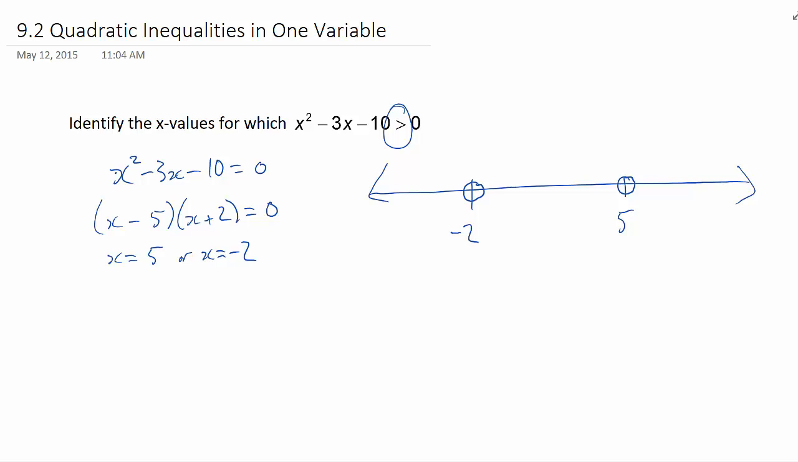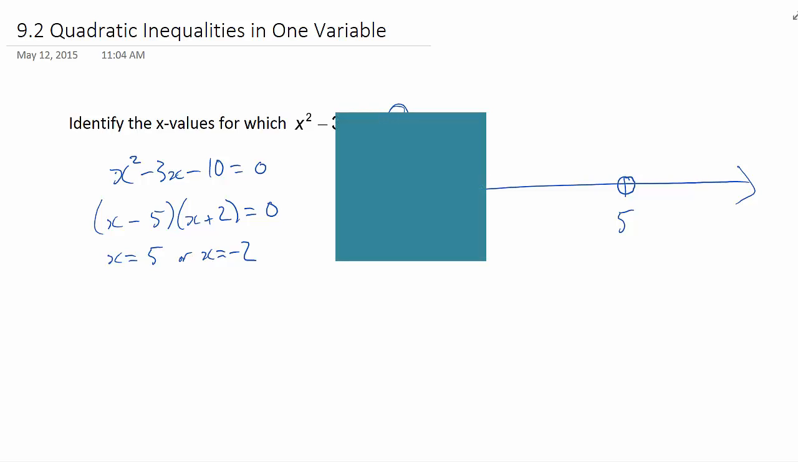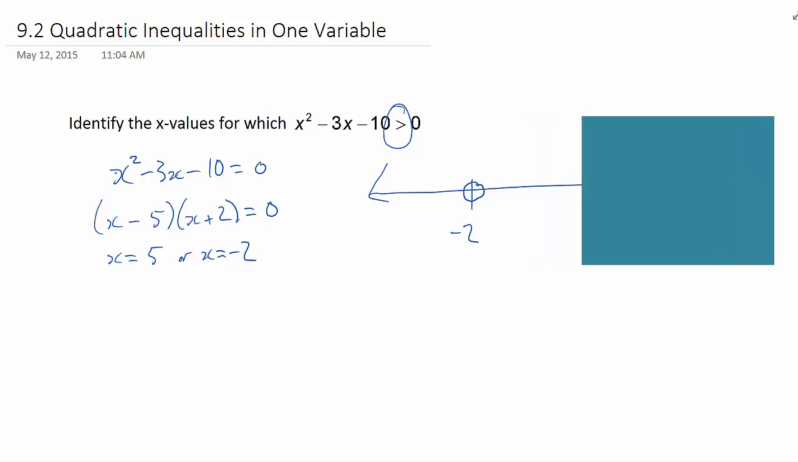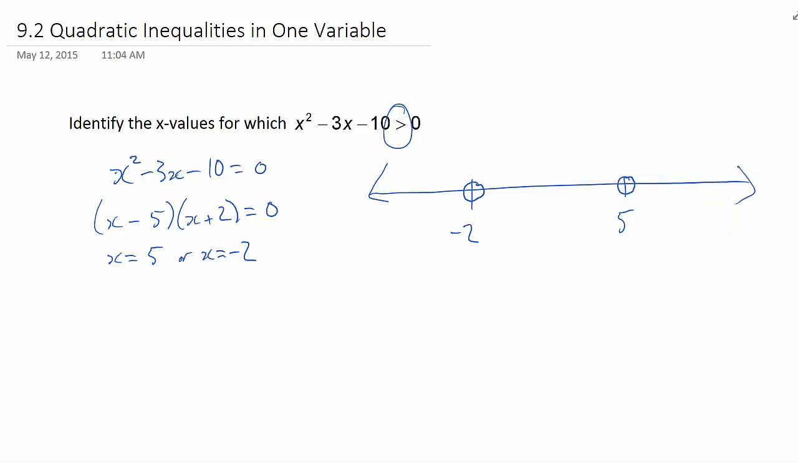If I look at this number line, I can see that it's separated into three distinct regions: x less than -2, x between -2 and 5, and x greater than 5. To determine which of these intervals is where the solution is, we can pick a test point in each interval. So let's go to the first interval here, and let's test -10.